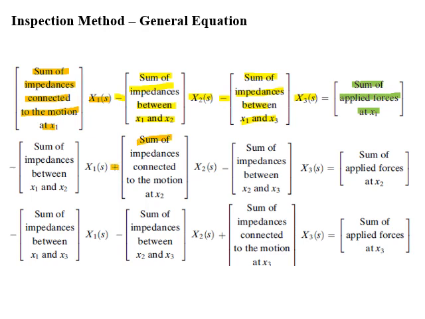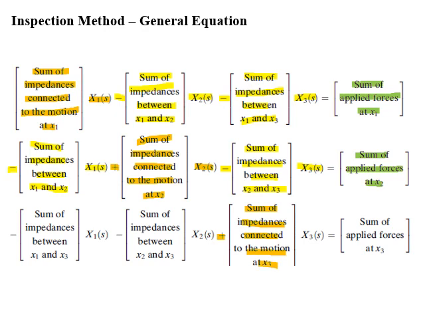This will give us the first equation. For the second equation, we'll start from the sum of impedances connected to the motion of x2 multiplied by the motion of the second point, which is x2 of s, minus the sum of impedances common between x1 and x2 multiplied by the motion of the first point, which is x1 of s, minus the sum of impedances between x2 and x3 multiplied by x3 of s, and this will be equal to the sum of applied forces or any external force acting at point x2.